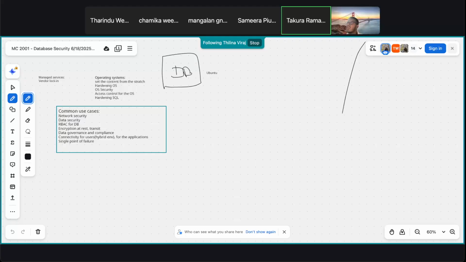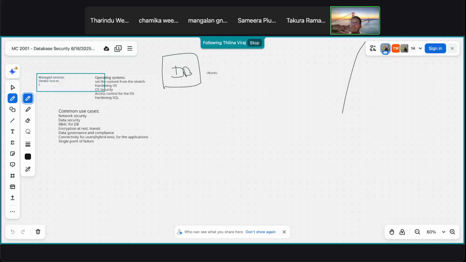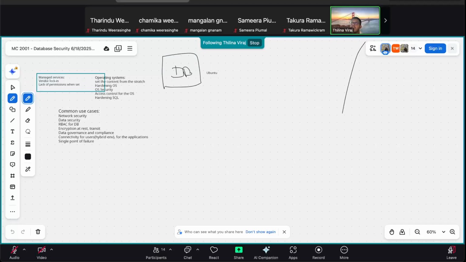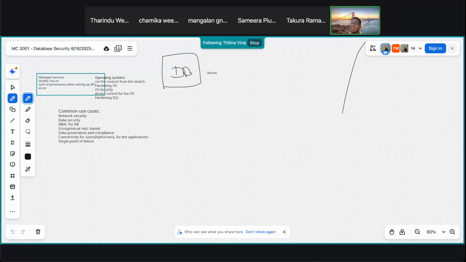Insecure APIs. Insecure API. Okay, so insecure API access can specifically come into this side. So I would say like this: lack of permissions when setting up API access, right? So I'll name it that way.